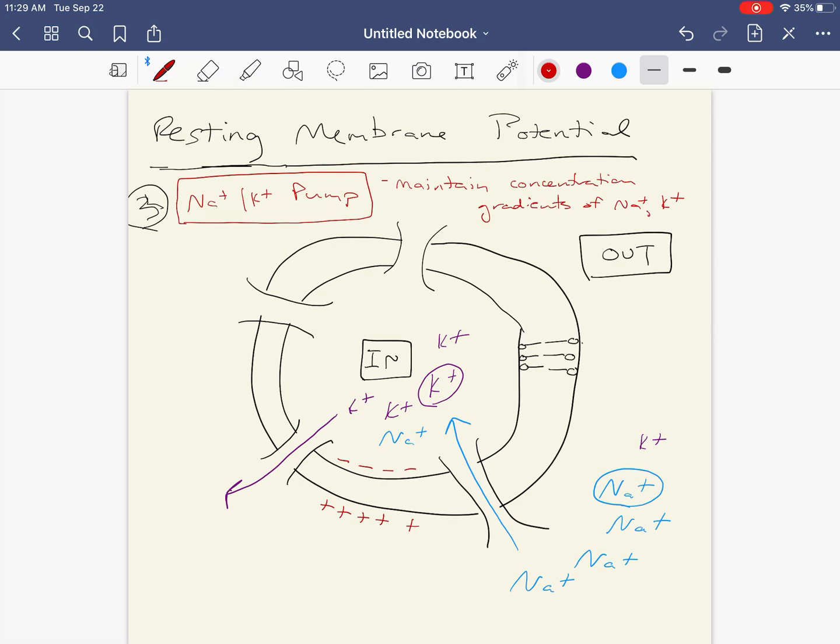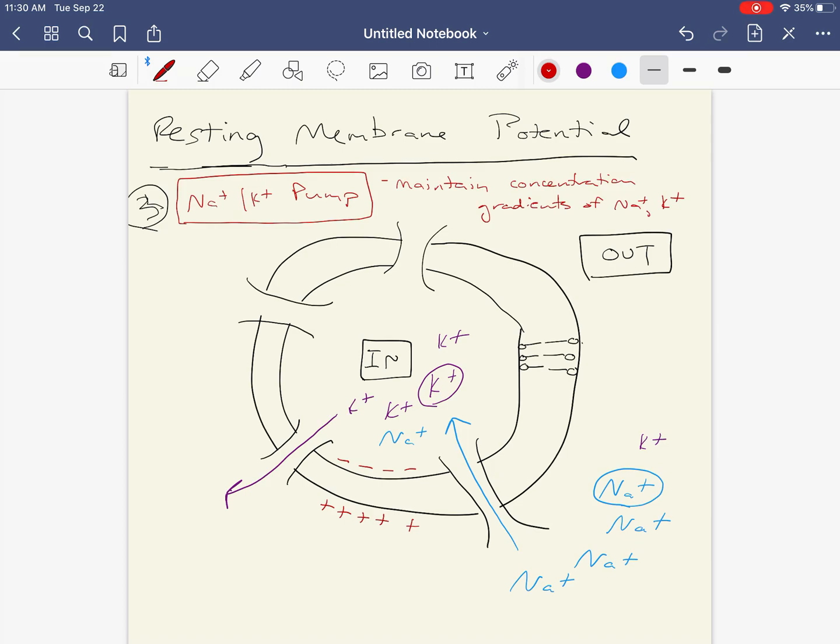Go back to our previous step. How is it that we develop this resting charge? Because potassium flows out faster than sodium flows in. So the only way we can do that is if we make sure there's always more potassium on the inside and there's always more sodium on the outside.